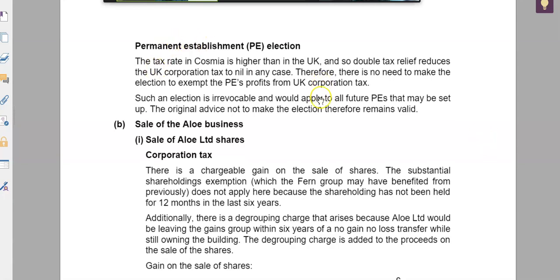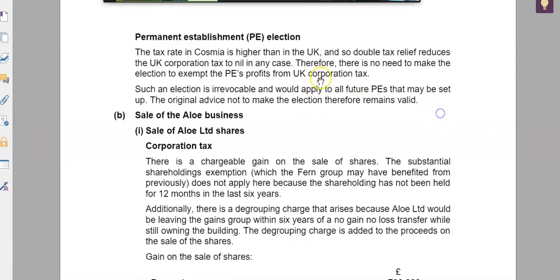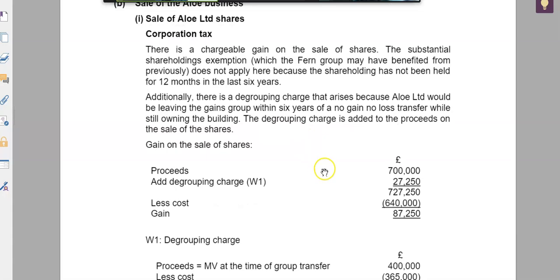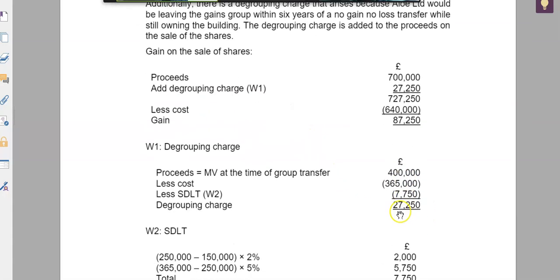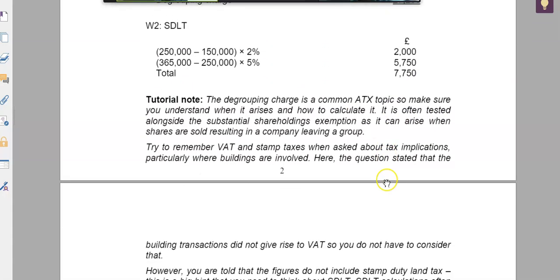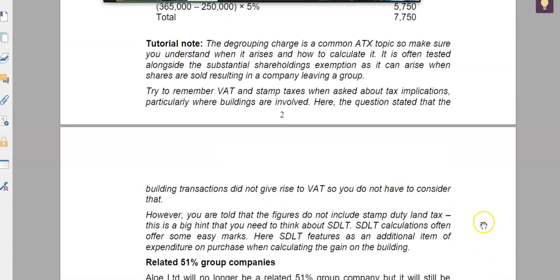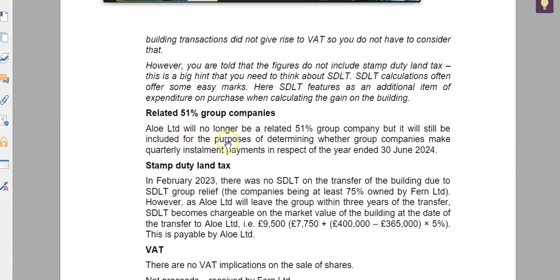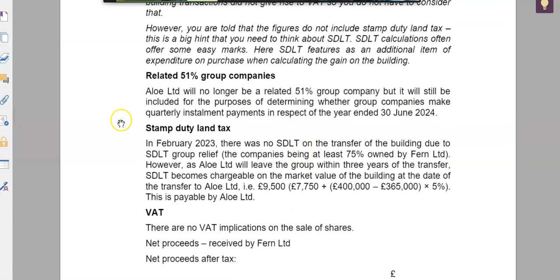Exactly, and this is a permanent establishment, and we wrote it as well. Therefore, there is no need to make the election for exemption. Okay, done. And the corporation tax on the sale of shares, the gain is this, the degrouping charge is correct, STLT is correct. Tutorial notes are there, you can read them, and it will no longer be related, but it will still be included for the group companies. So yes, we wrote it as well.